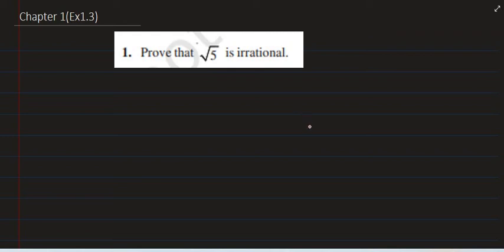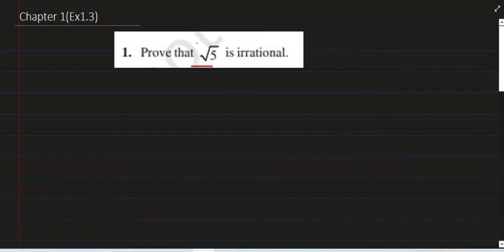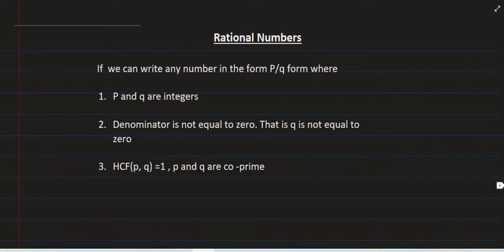Hello students, so today we are going to do exercise 1.3 from chapter 1, grade 10 maths, and here in this first question we have to prove that square root of 5 is an irrational number. And before doing this question, let's do a recap on what are rational numbers.